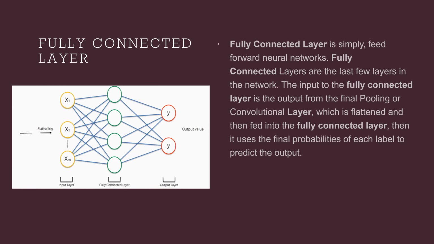Now, let's discuss the fully connected layer. A fully connected layer is simply a feed-forward neural network. Fully connected layers are the last few layers in the network. The input to the fully connected layer is the output from the final pooling layer or convolution layer, which is flattened and then fed into the fully connected layer. Then it uses the final probabilities of each label to predict the output. As you can see here, the output from the pooling layer is flattened and fed to the fully connected layer. The fully connected layer takes them as input and outputs Y.